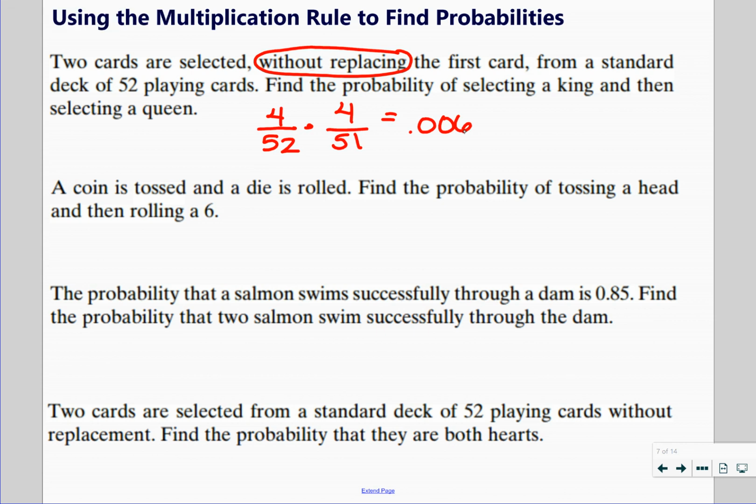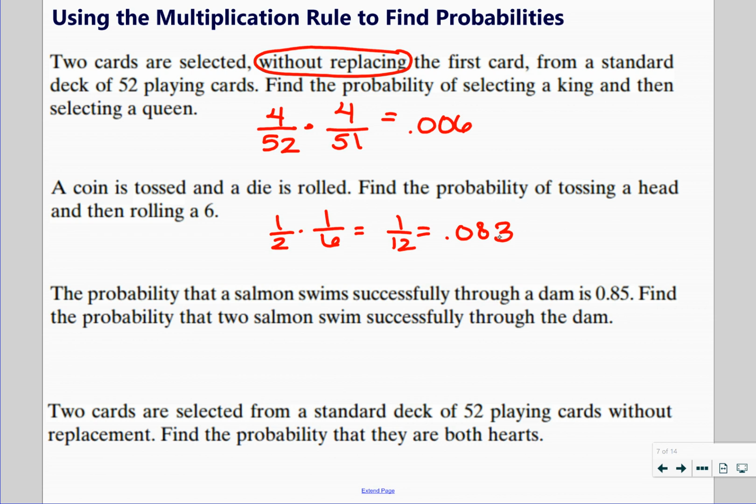A coin is tossed and a die is rolled. Find the probability of tossing a head and then rolling a 6. What's the probability of getting a head? And rolling a 6 on my die. So 1 out of 12, or 0.083.